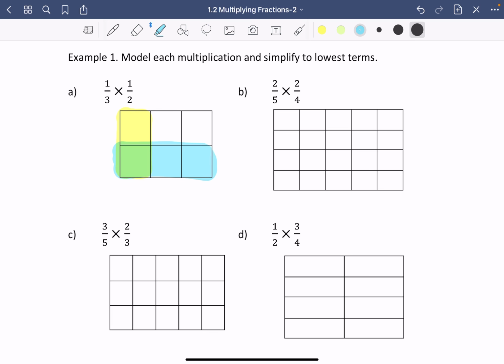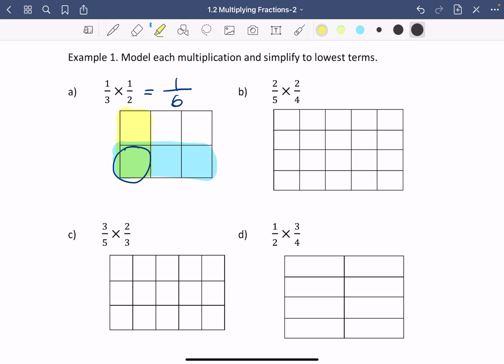Okay. Now we finish shading the third and half of the rectangle. Multiplying these two means to find the overlapping area of the two shaded areas. So which area is overlapping? It's this, right? It's over here. So what is this? This is 1 out of how many there are there? Out of 6, right? It's 1 out of 6 of the whole rectangle. Okay, let's try the second one.